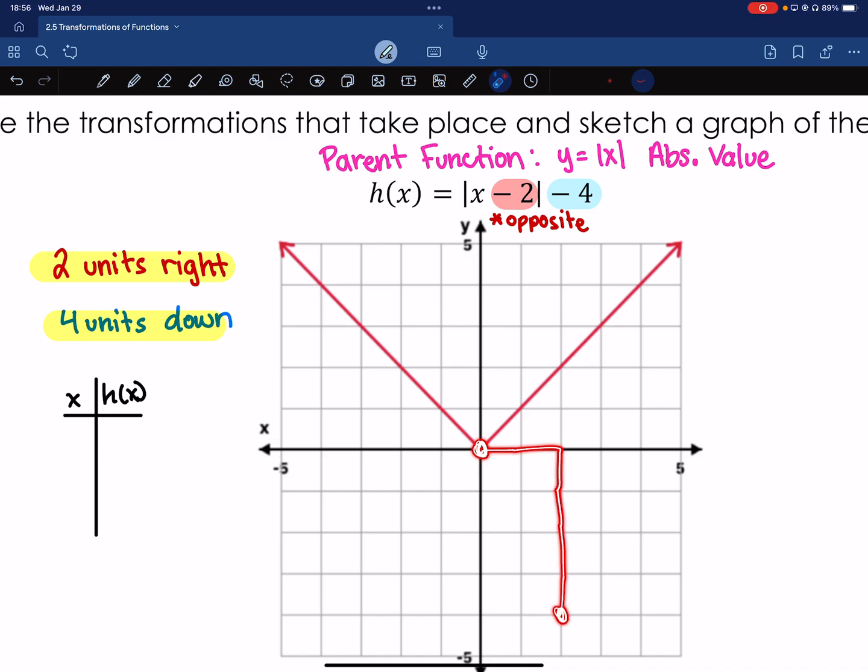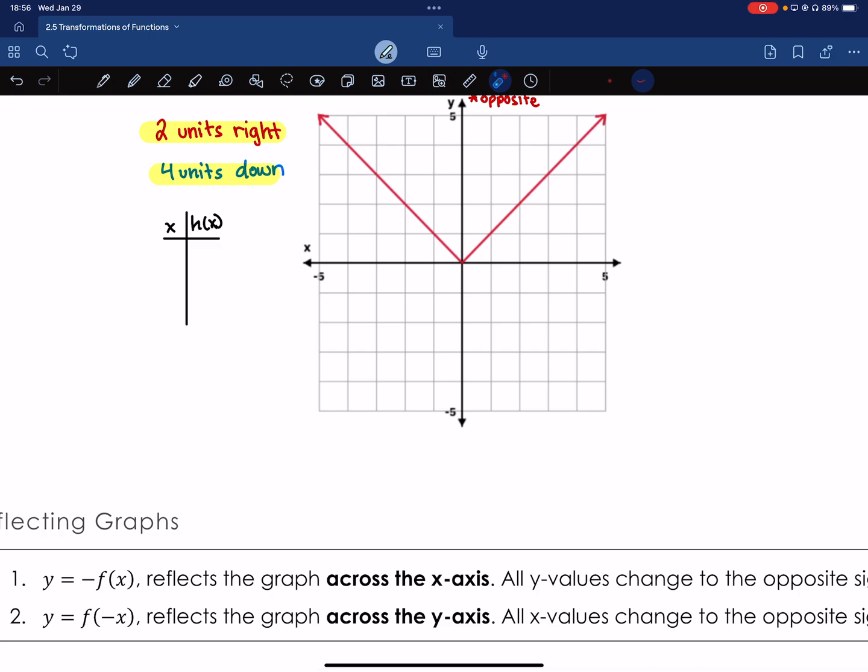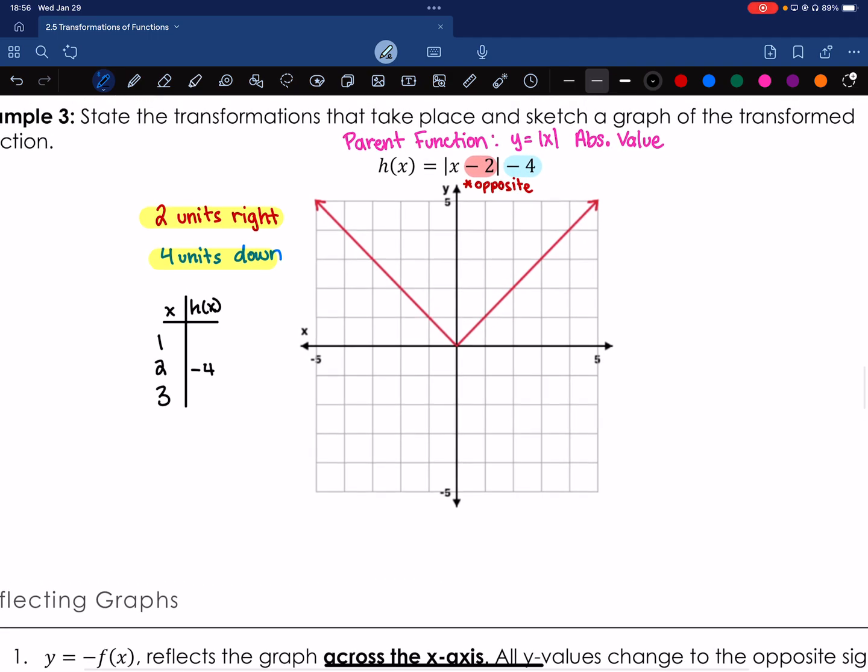And so this is my starting point down here. So again, I'm going to the right 2, down 4, and so the very center of my graph is going to be right there at 2, -4. So it's kind of giving you coordinates. So you know for sure you're going to have the point 2, -4 on your graph. You can pick an x value on the left side, you can pick an x value on the right side. And then you plug them in and do the math. But again, the transformations are telling you one coordinate that you have.